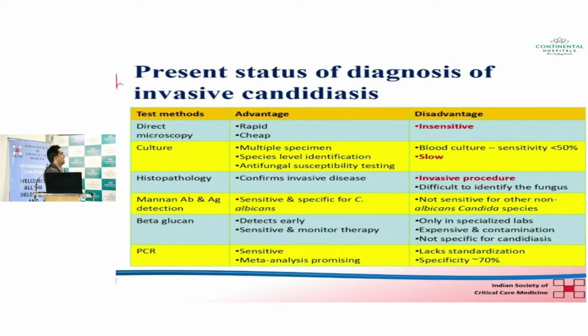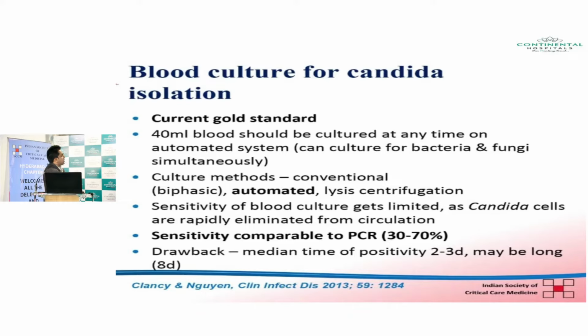Beta glucan is a very good test, detects early, is sensitive, and in some studies it is used to monitor therapy. It is only done in a specialized lab, and the problem with it is that even the slightest contamination can lead to false positive beta glucan levels, and it is not specific for some fungi like Cryptococcus and mucor. Candida PCR is the most sensitive and specific test, but it lacks standardization. Culture is the gold standard: 40 ml of blood has to be taken from the central line and peripheral line, in aerobic and anaerobic bottles, and the sensitivity is comparable to PCR, at 70%. The drawback of this test is that it takes 3 days, and sometimes it may take 8 days.